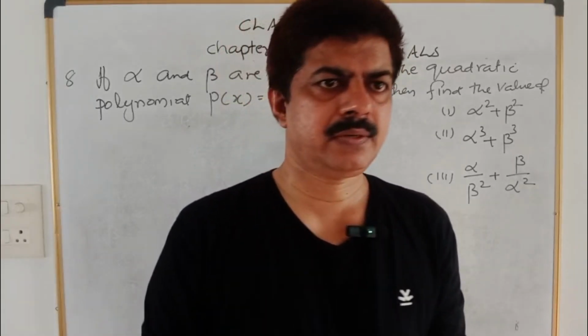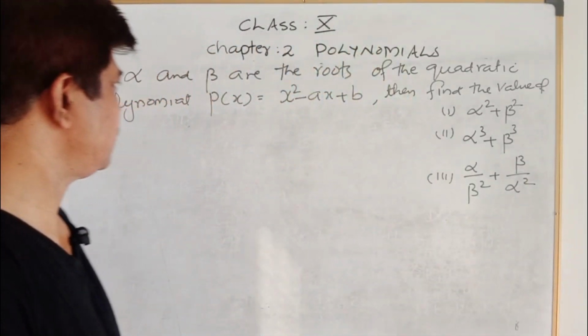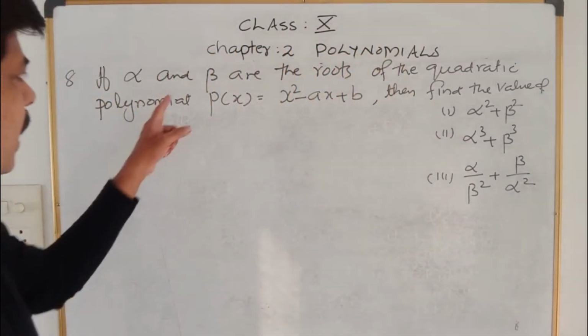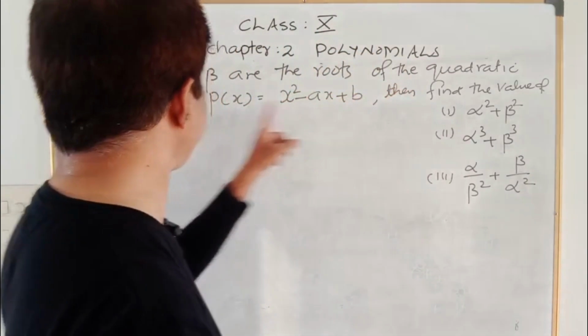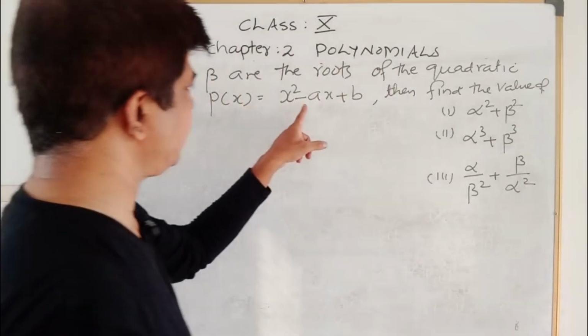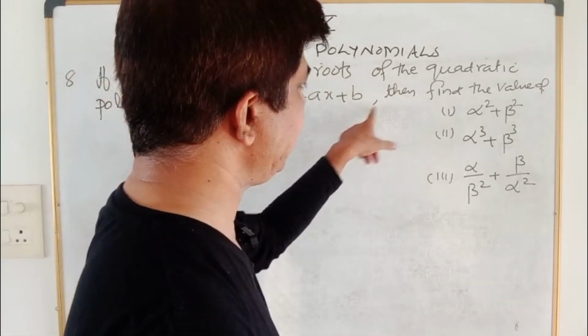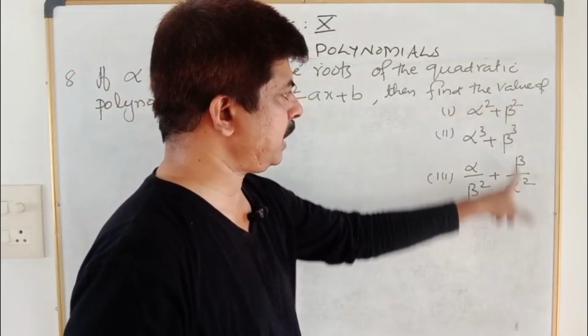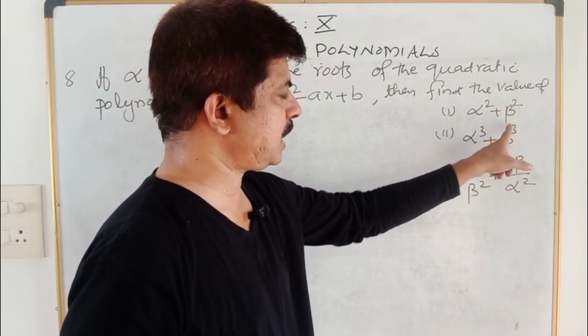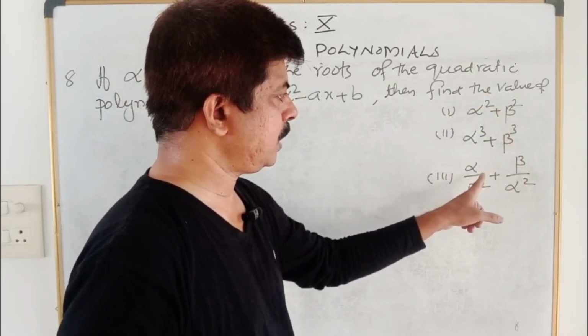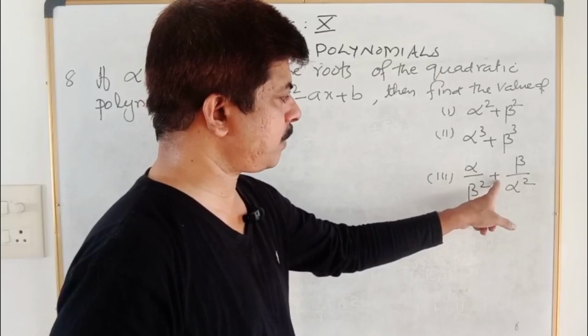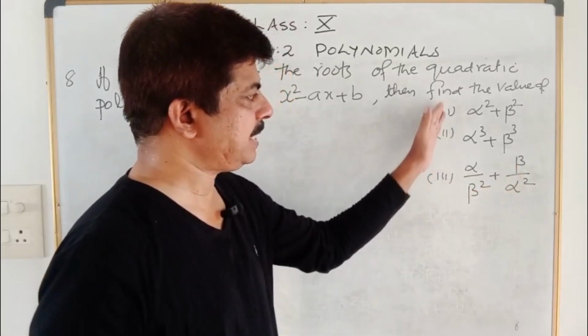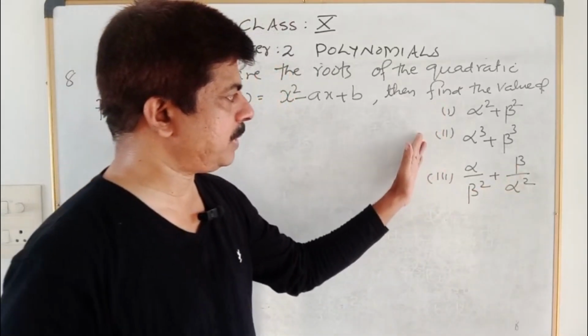Okay, this is the last question from the long answer part. If alpha and beta are the roots of the quadratic polynomial p of x equal to x square minus ax plus b, then we need to find the value of the following: alpha square plus beta square, alpha cube plus beta cube, alpha by beta square plus beta by alpha square. This type of expression we are already familiar with.